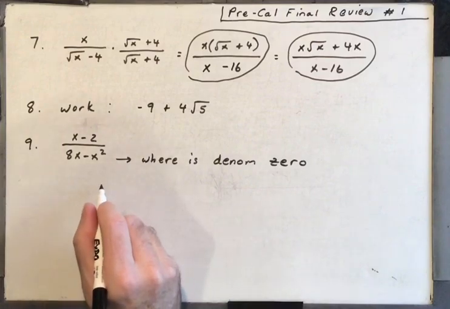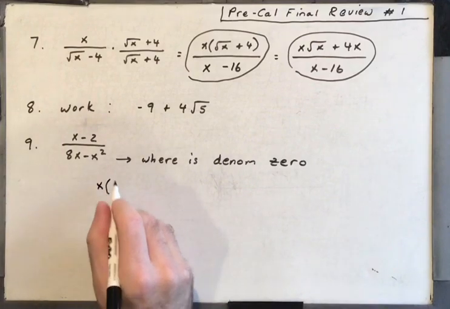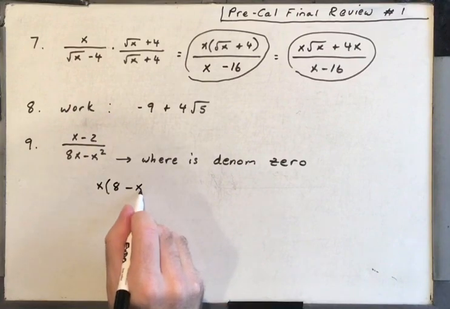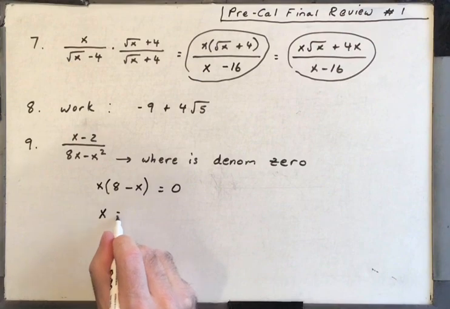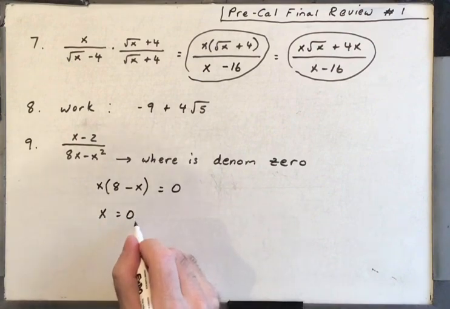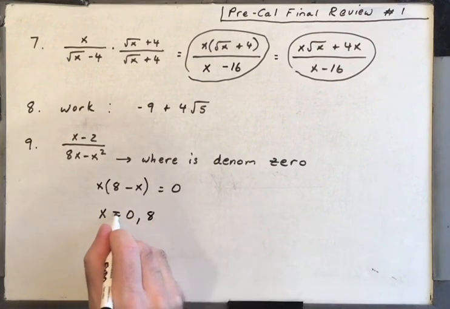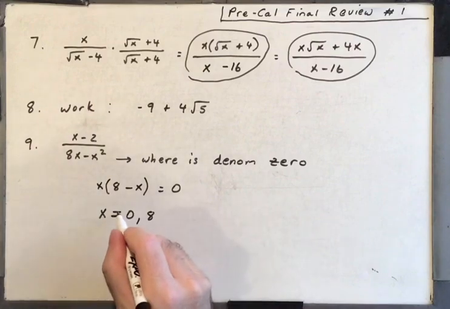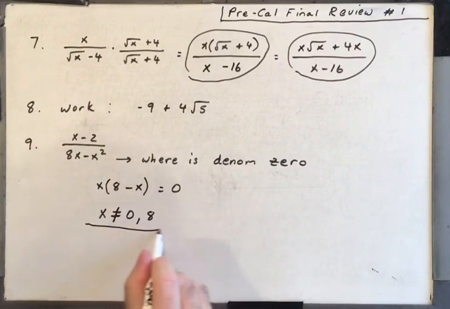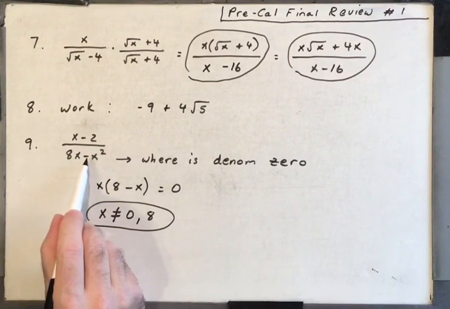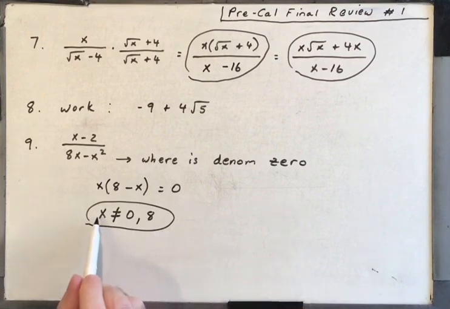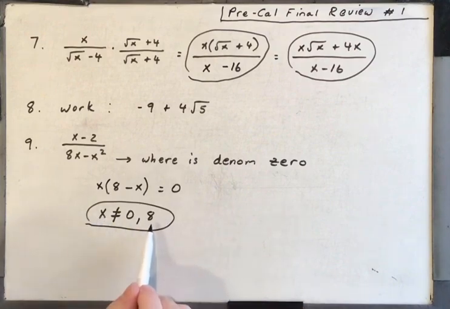So let's just factor an x out of the denominator, and you would have 8 minus x. Set that equal to 0. So x is equal to 0 and 8, right? But what we're saying, all you have to write for me is that x cannot be 0 or 8. If it's 0 or 8, it makes this entire denominator 0, and it's undefined. So this is a shorthand version that you can write for me, and I'm fine with that. Other math teachers will make you write a long sentence out.